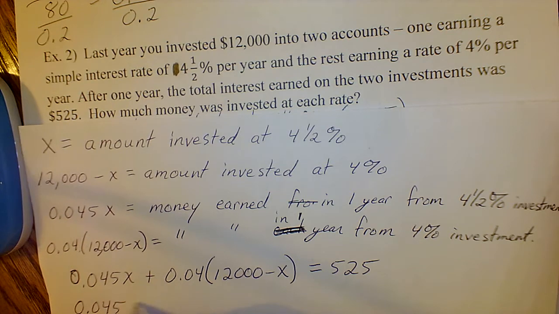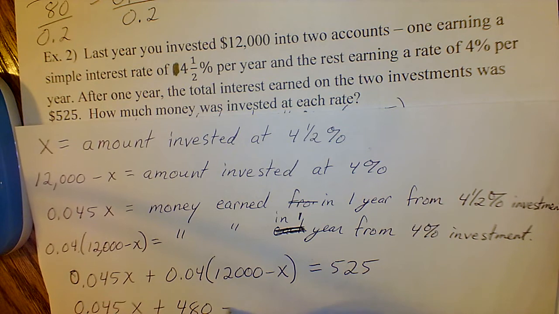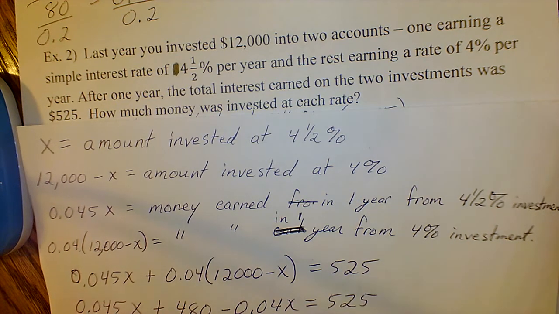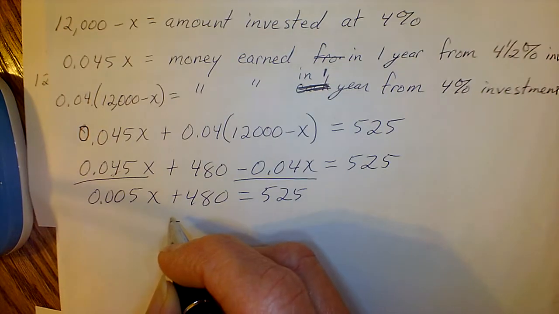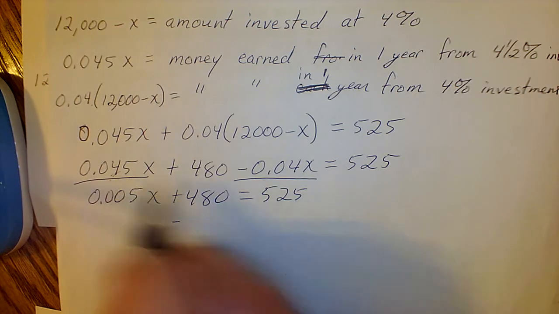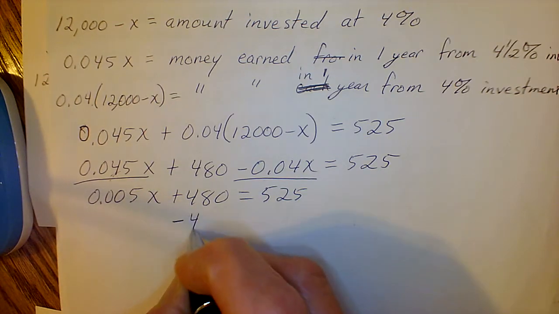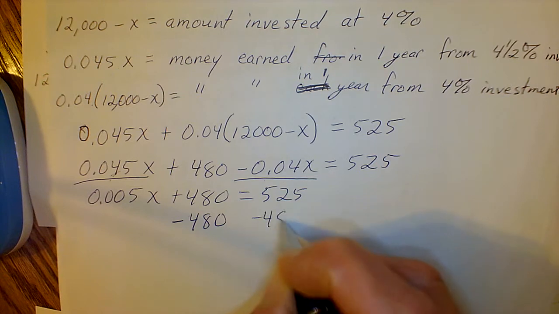So 0.045X plus, and this one's going to work out to be 480, minus 0.04X is 525. We've got some X's here. We can take away the 0.04 X's, so that part of it's going to go away, leaving us 0.005X plus the 480 is 525. Let's move it up so you can see what we've just done. All I did was subtract the 0.04 X's from the 0.045 X's. Now we'll subtract 480 from both sides.